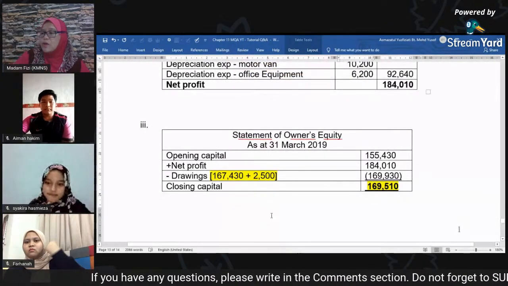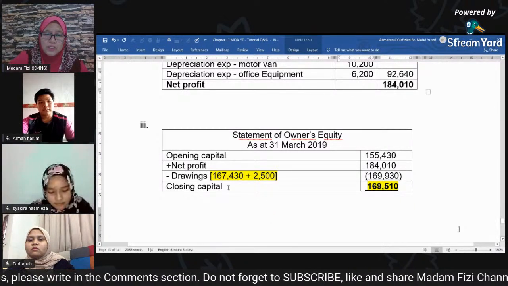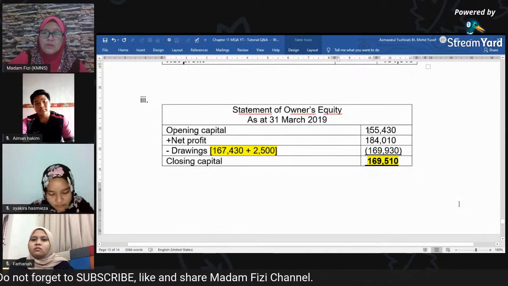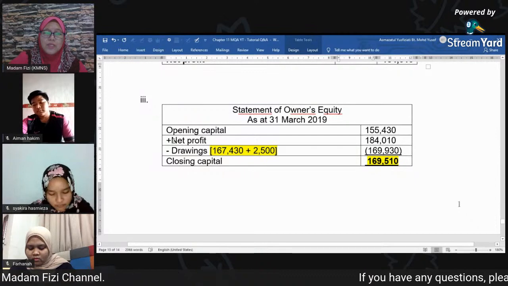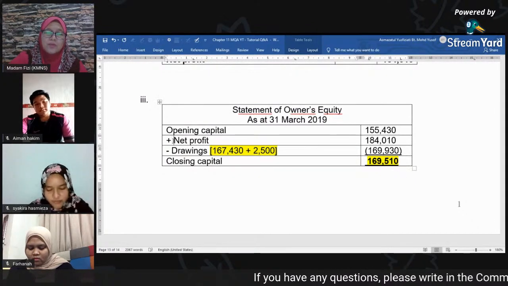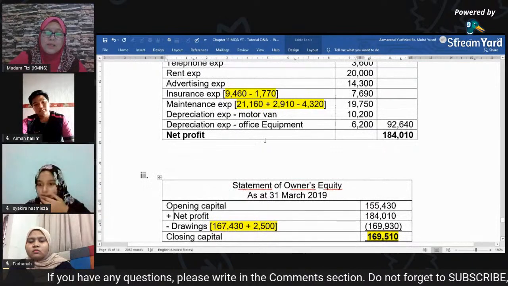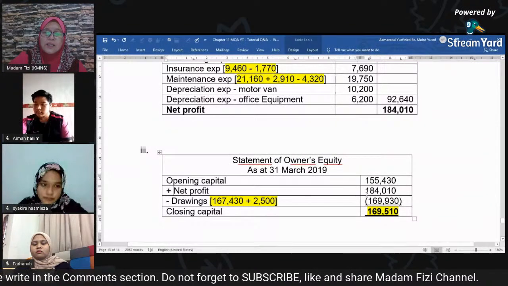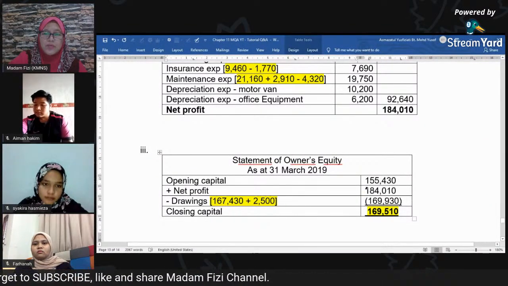So first of all, we make the statement of owner equity. So opening capital 155,430 plus net profit. Where did you get the net profit? From the statement of income here. That is 184,010. And then minus drawings.